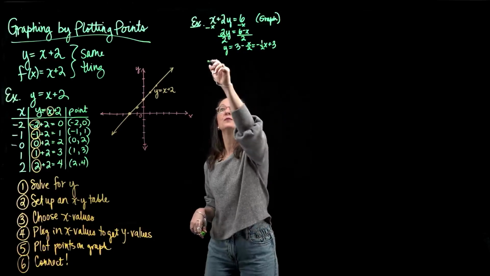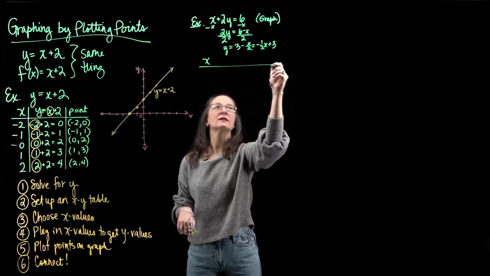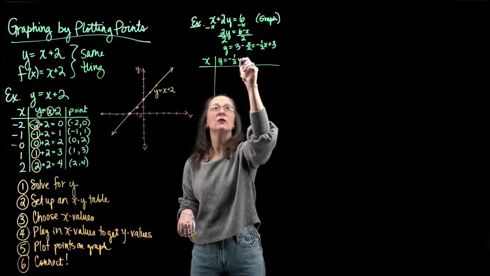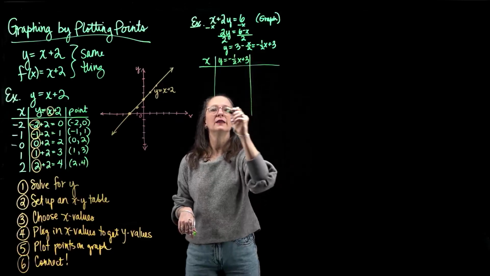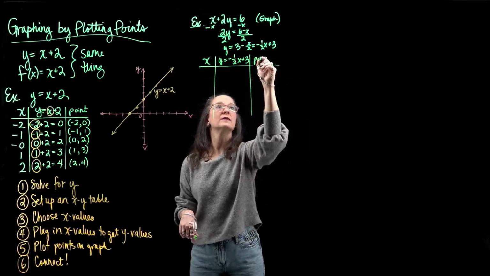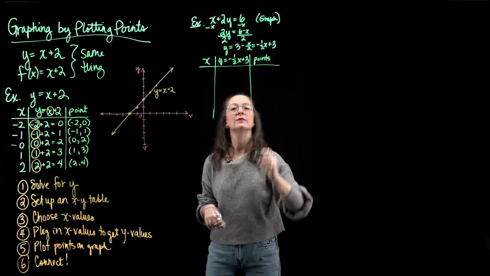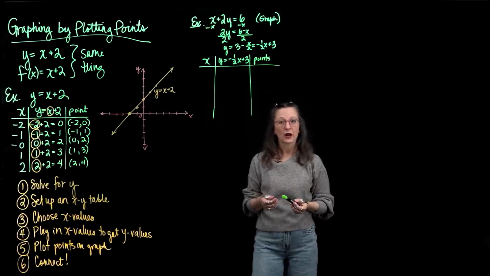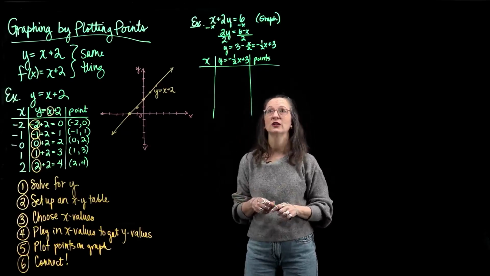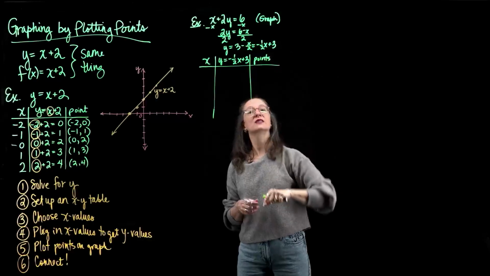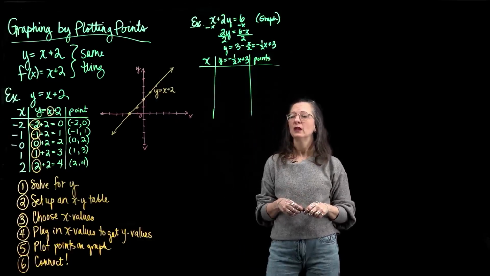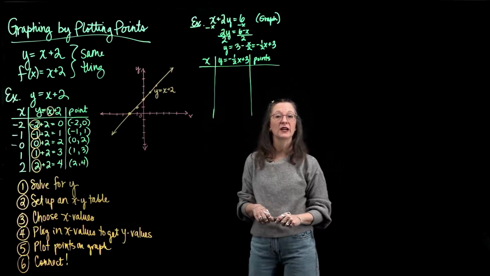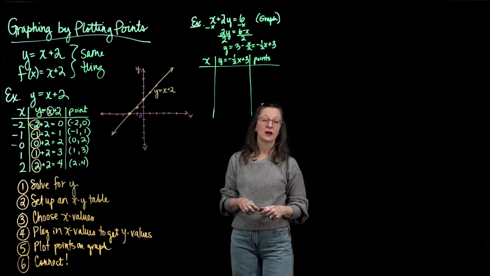Let's set up our xy table. So I'm going to have a column for x, a column for y, and I'll write that rule down, negative 1/2 x plus 3. And then we'll have a column for our points that we find. Now in this one, we want to choose our x's carefully so that we don't end up with fractions. So all of my x values are going to be divided by 2. It makes sense to choose x values that are going to be even numbers so that when we divide them by 2, we get a whole number and not a fraction.